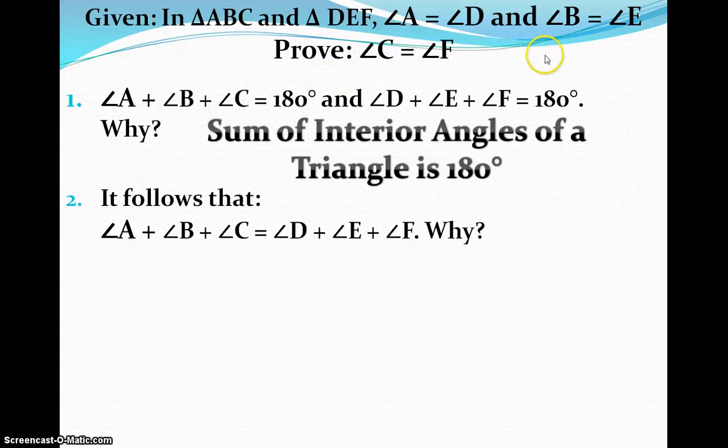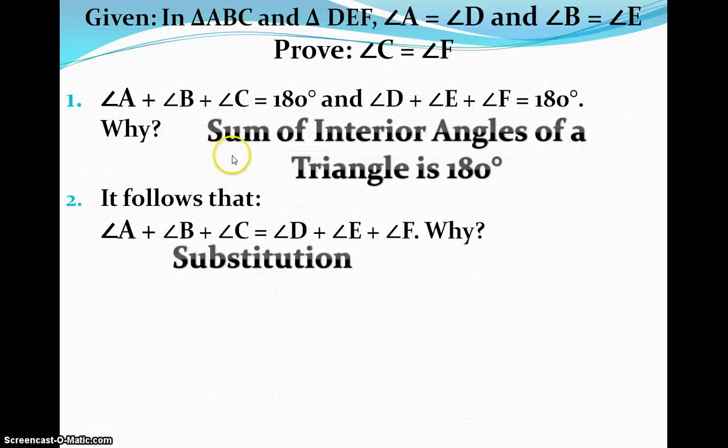Based on what I did in number one, if I know that this set here of three angles is equal to 180 degrees, and I know that this set is also equal to 180 degrees, I should be able to conclude that they are equal to each other, and how I'm able to do that is through substitution. I'm substituting in something that's equivalent to 180 degrees, which is D, E, and F, into this first equation here.